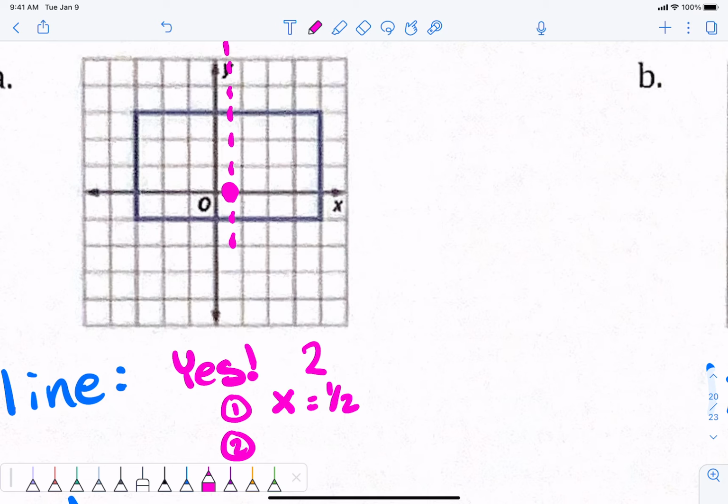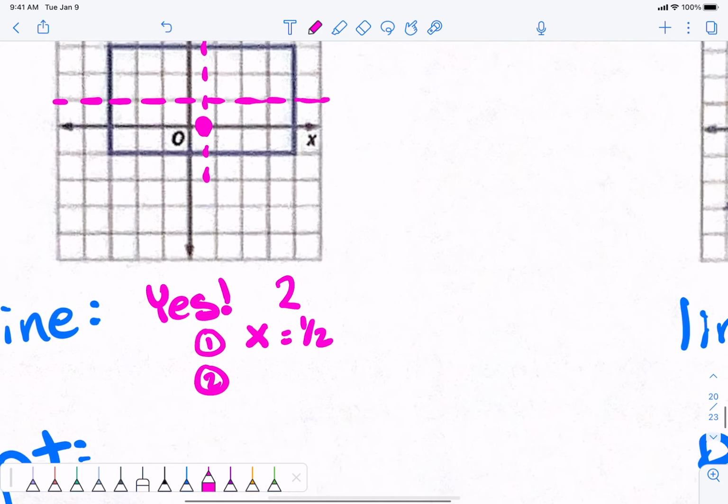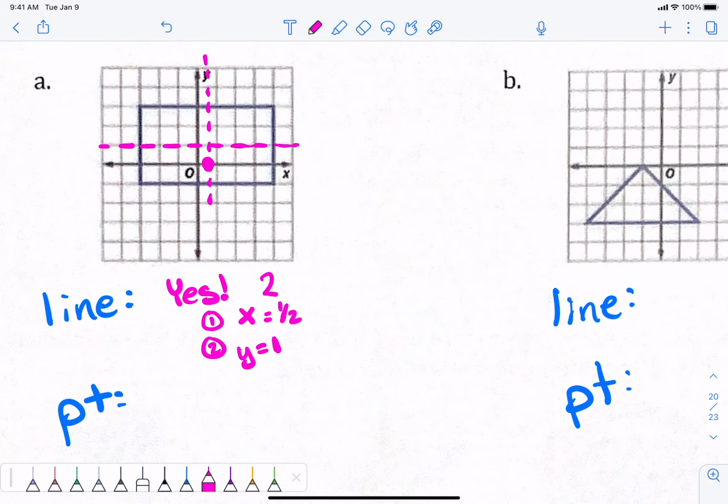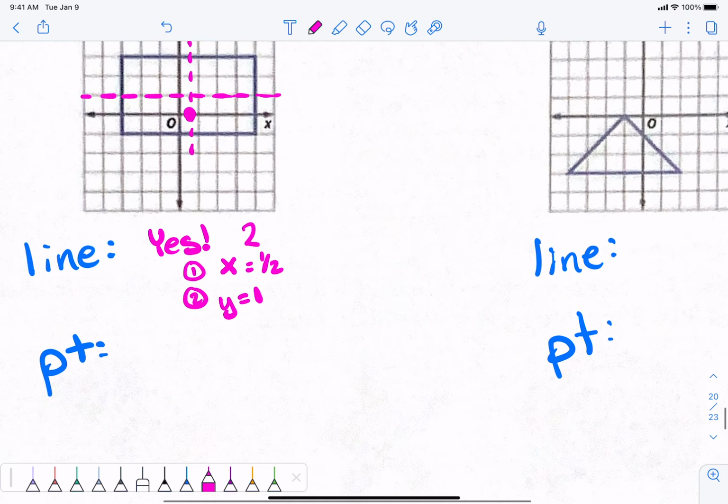And then he has another line of symmetry that's going horizontally. I think it's at the 1 mark, but that's going to be at y equals 1, right? Happy with that? Okay. So, yes, he has 2 lines of symmetry. Point symmetry? Does he have point symmetry? Yes, he has point symmetry.